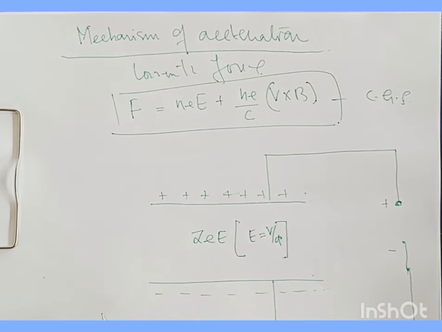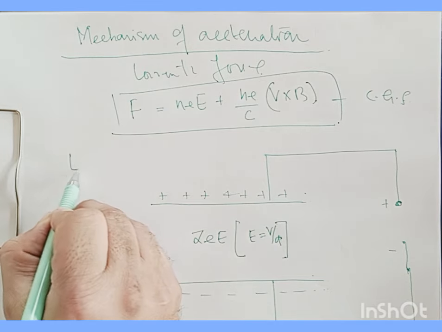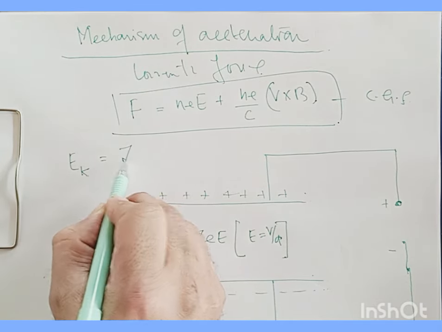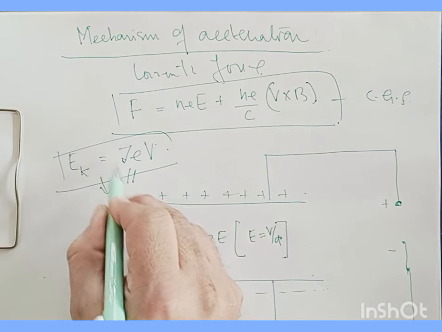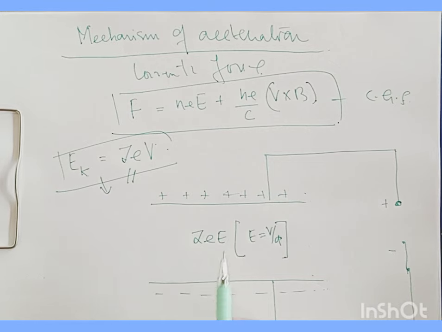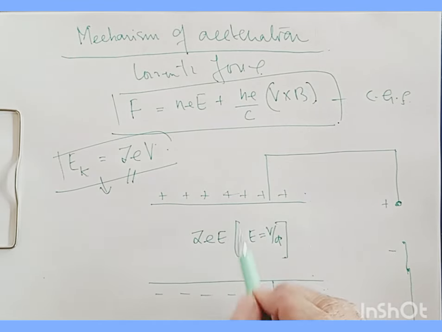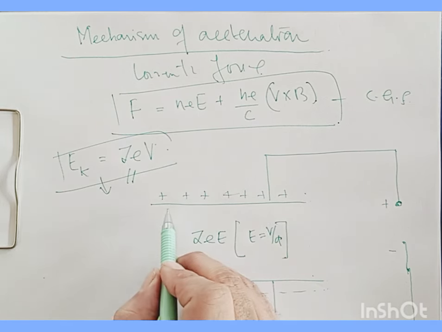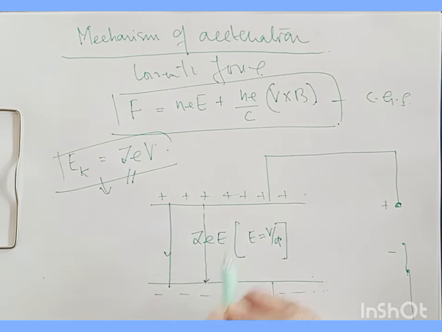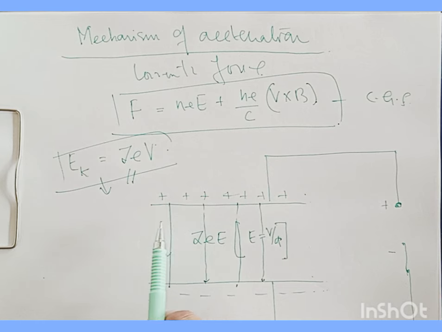Now, what happens is that it acquires a kinetic energy, and that energy will simply be the charge it carries times the potential difference. This will refer to the overall charge that this particle has. And this V is the potential difference across these plates, across these electrodes. Now, this involves the electric field component of this Lorentz force. This is the direction of the electric field between the two plates. We have a parallel plate arrangement, two electrodes, positive and negative, and between them we assume a charged particle.